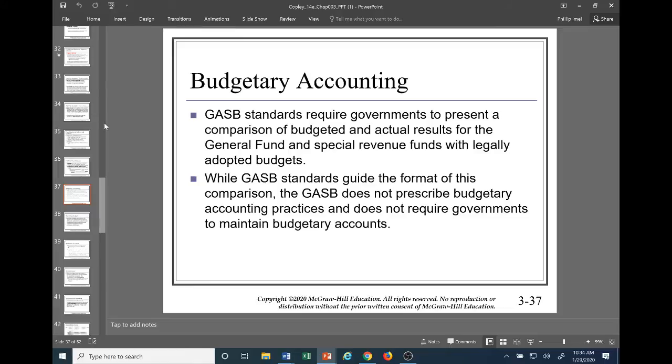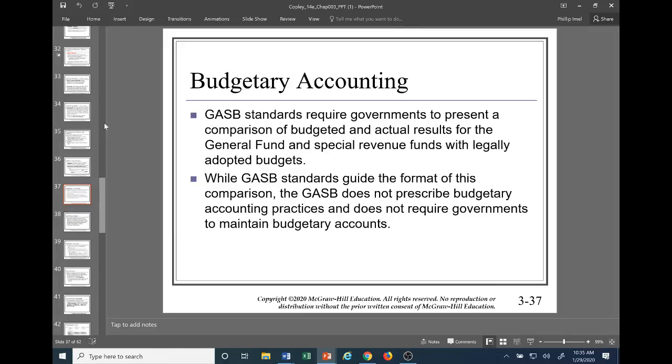So budgetary accounting. GASB standards require governments to present a comparison of budgeted and actual results for the general fund and special revenue funds with legally adopted budgets. So remember, general fund and major special revenue funds that have legally adopted budgets. Okay, so that's where we have to have that schedule. Remember the schedule we saw from chapter 2, and it showed the first budget, the revised budget compared with the actual expenditure, and then you have the optional variance column. So that's what we're talking about there. And those are for what funds? General and special revenue. Right. Yep. And that's if they have a legally adopted budget.